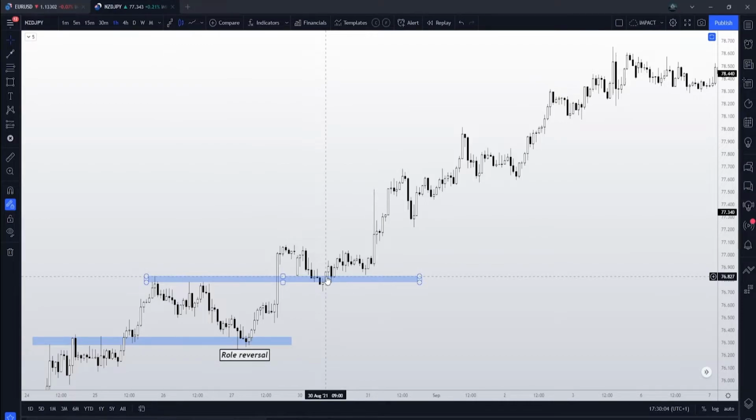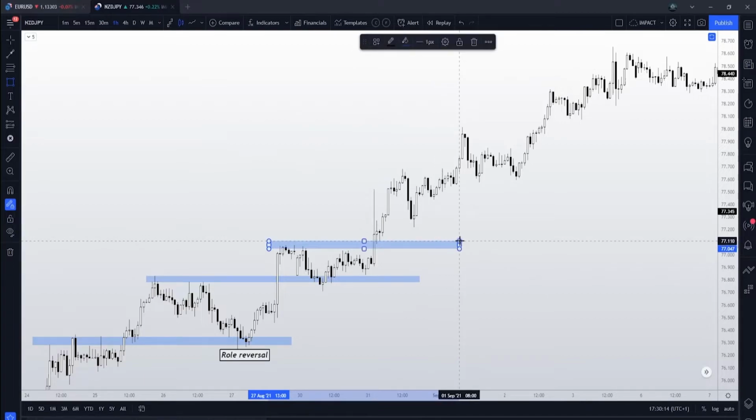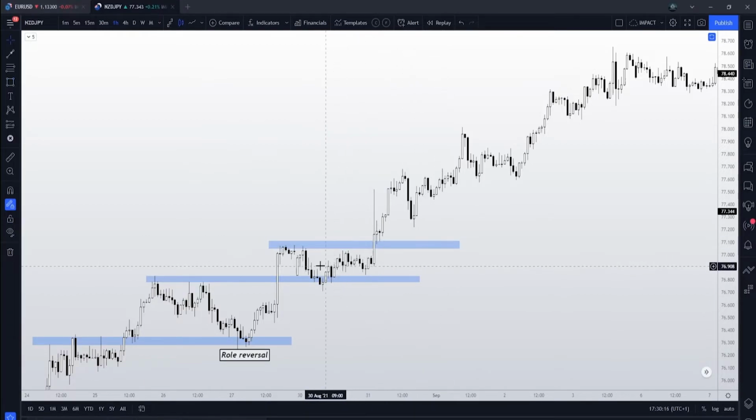When sellers pushed price back down to that level, they created a swing high by doing so. So the next thing we need to do as trend traders is mark that high with a zone and extend it to the right. Now as we can see here, price moved up from that previous support level because buyers were waiting for price to come back to that level.